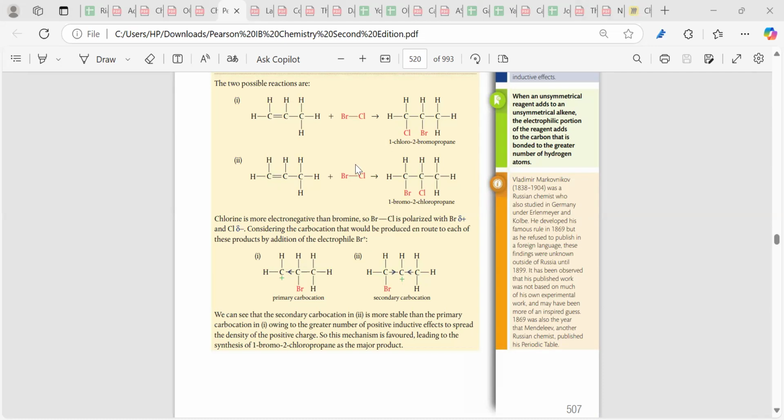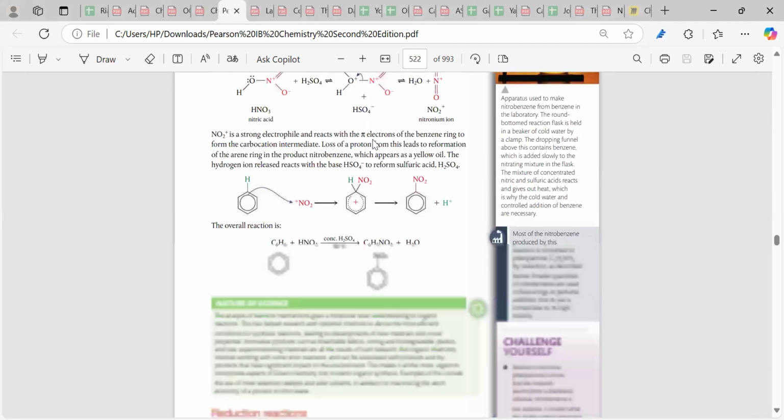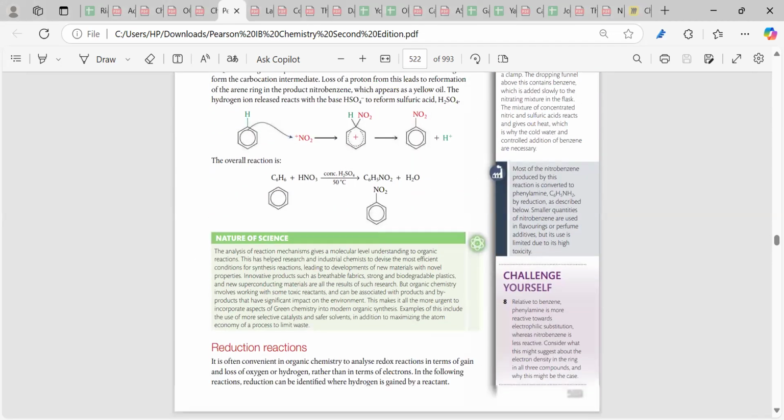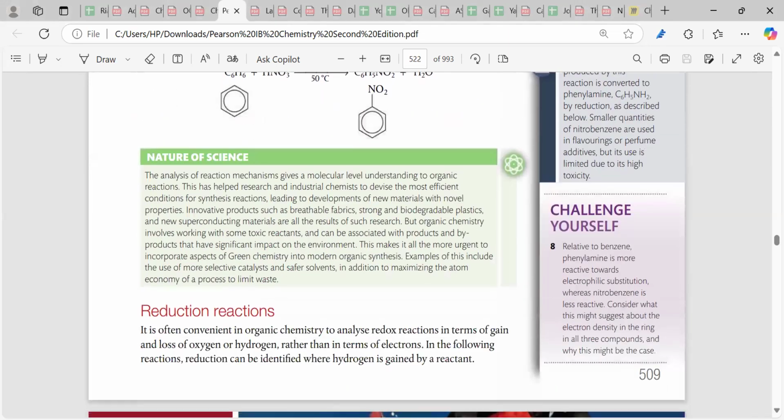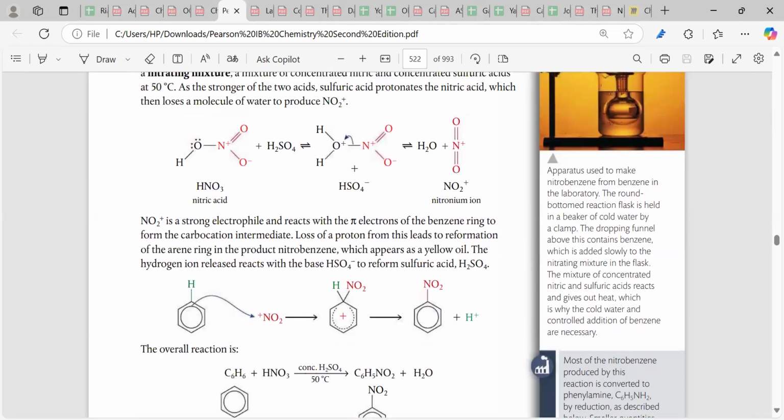Fine. Send me a message, please. HNO3. In that message only, edit and send. HNO3 Lewis structure, page 509, Pearson. Have you written? Okay. Understood. Clear? Fine. Can you hear me? Yes, sir. Thank you so much.